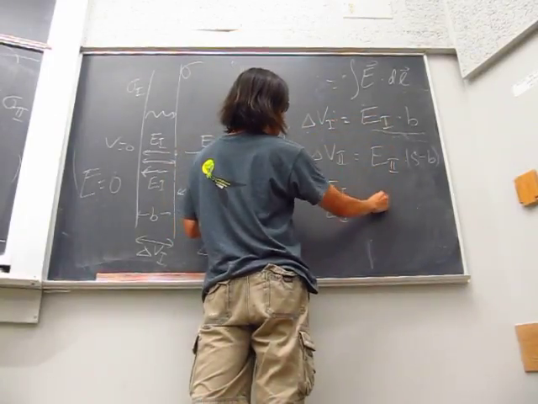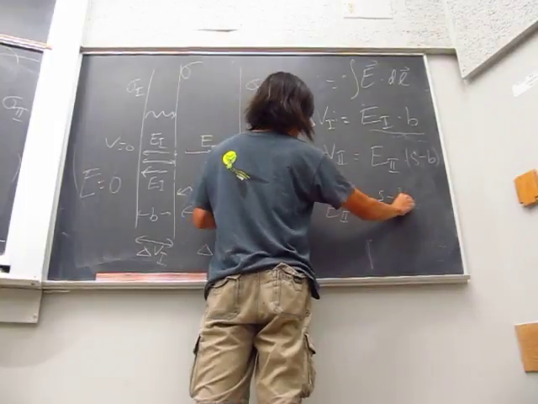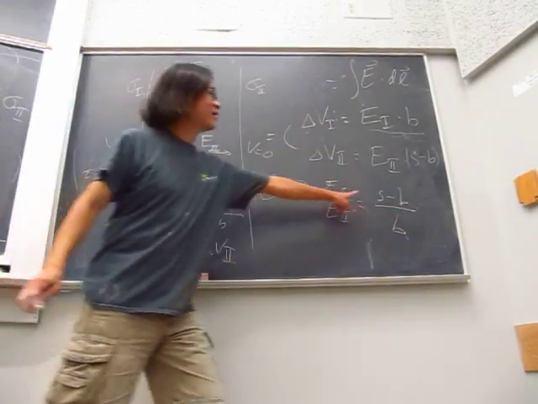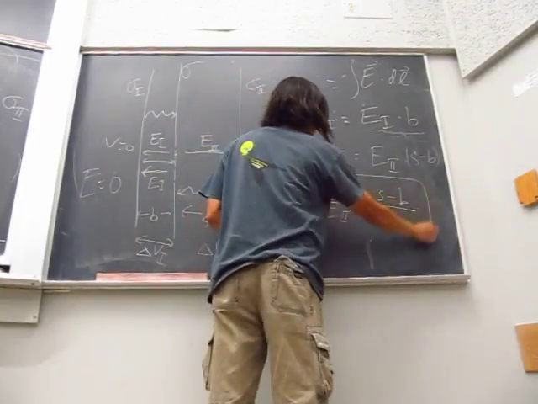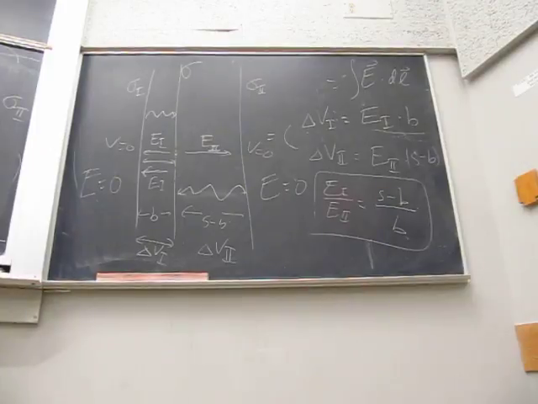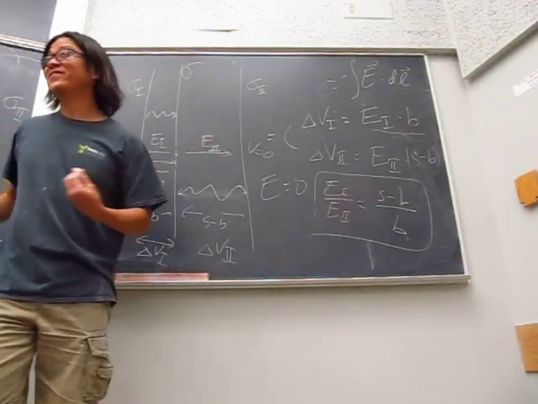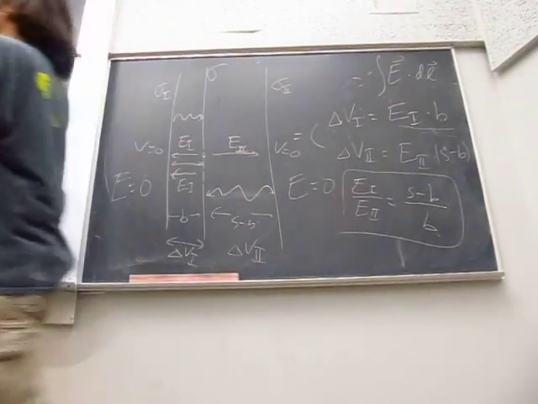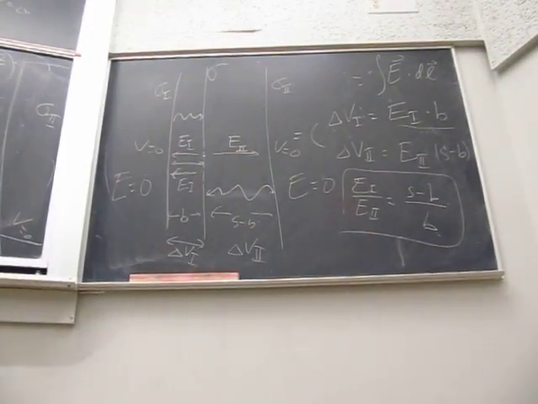is it S minus B? No, no. Right? S minus B over B, right? Okay? And then you already solved the problem. No? What was it actually asking? Oh, the charge, the ratio between Q1 and Q2.